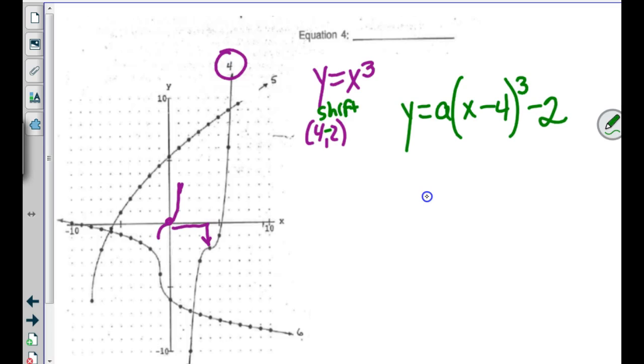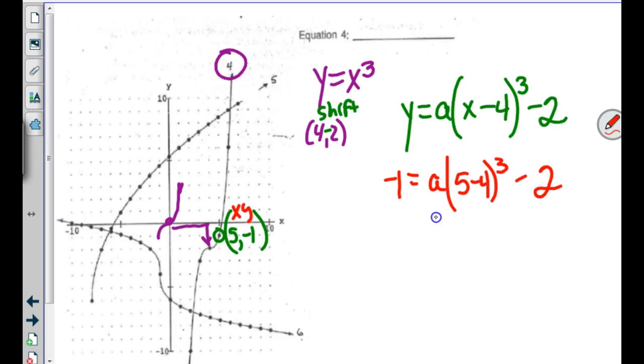How many of you are confused there? This means right 4 and down 2. We okay? All right. So choose a point to put in. If we can pick one away from there that looks good, that would be great. 5, negative 1. This time I'm going to put that in as my x and y. So I'll have negative 1 equals a times (5 minus 4) cubed minus 2. What does all this become right here?